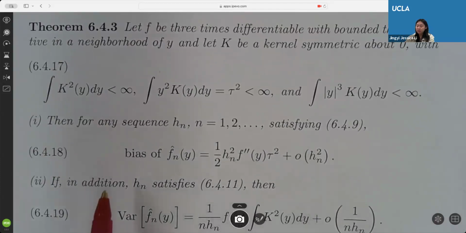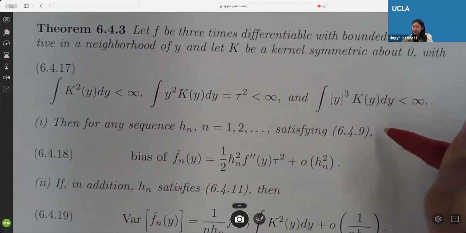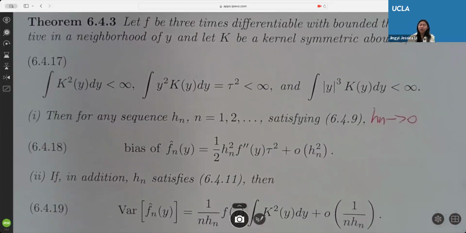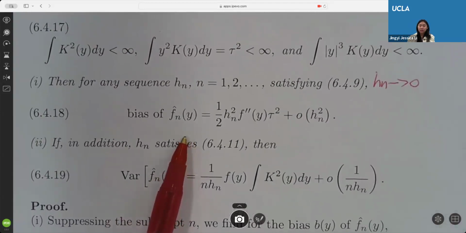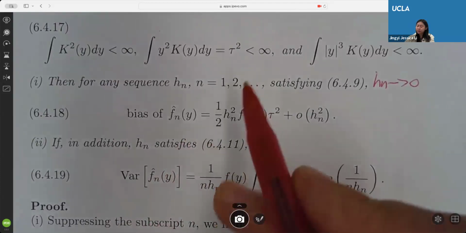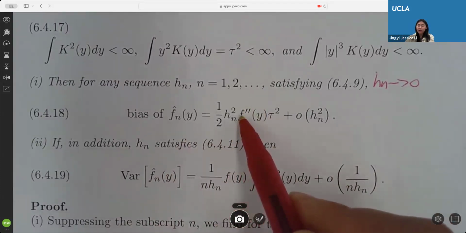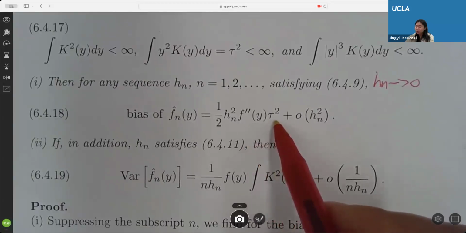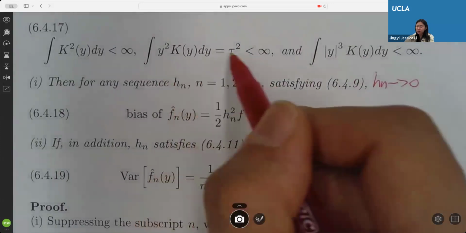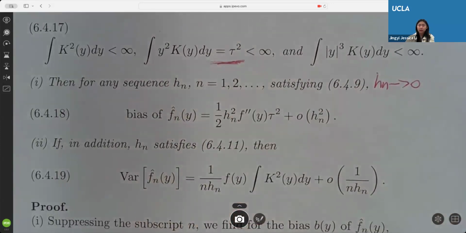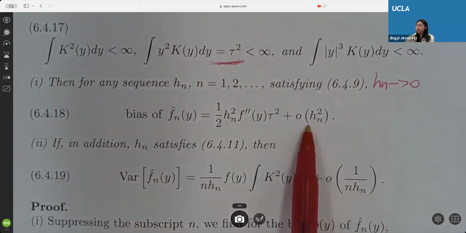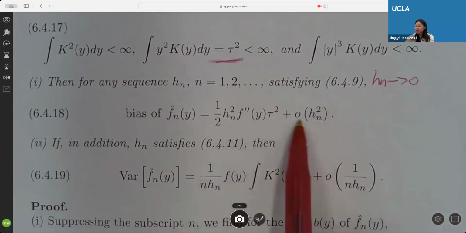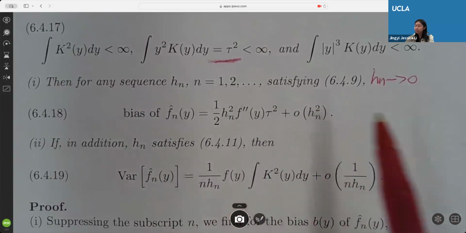Then for any sequence satisfying this, meaning Hn goes down to 0, if they satisfy this, then the bias of this kernel density estimator takes this form. It's 1/2 times the bandwidth squared times the second derivative of f at y times some tau squared. So what is tau squared? It's this one. This is just a notation here. And plus something small o of hn squared. Because this is hn squared, that means these terms are negligible given this term.